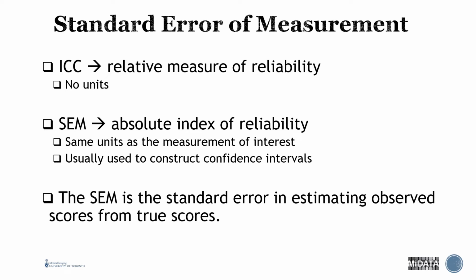But if you're interested in the absolute consistency or precision of a measure, then we need to talk about the standard error of measurement. The standard error of measurement results in an absolute index of reliability, and the usefulness is that it's the same units as the measurement of interest. And from this, we can construct confidence intervals. Now, the standard error of measure is the standard error in estimating the observed scores from the true scores.